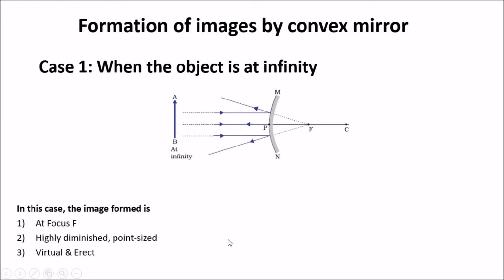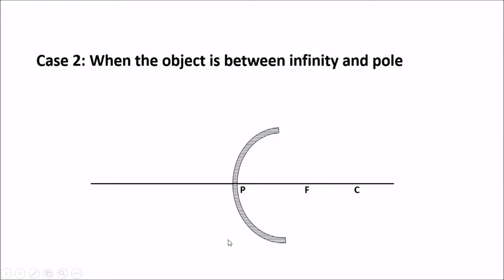Going ahead, case 2 is when the object is between infinity and pole. If you remember, in concave mirror, the other 5 cases were between these 2 positions only, and we were getting different results. But for convex mirror, we don't get different results, and that's why we say the only other case available apart from infinity is when the object is kept at any finite distance from the pole.